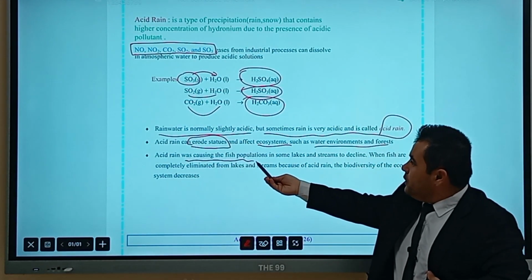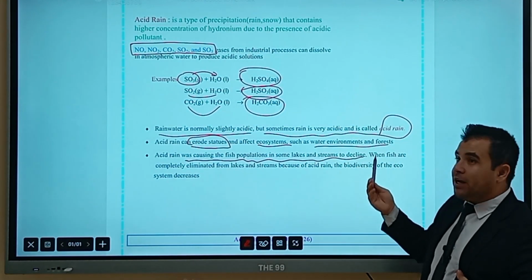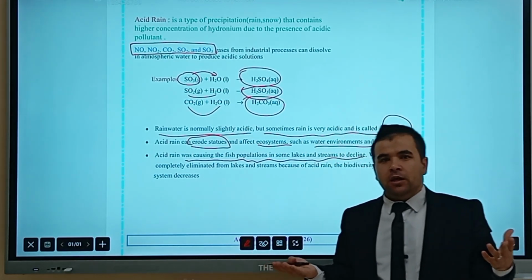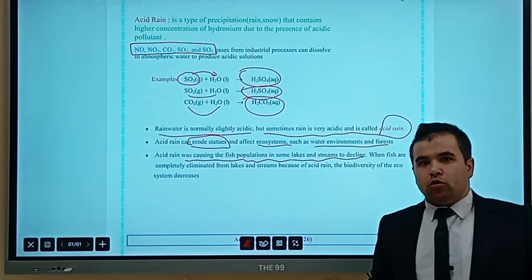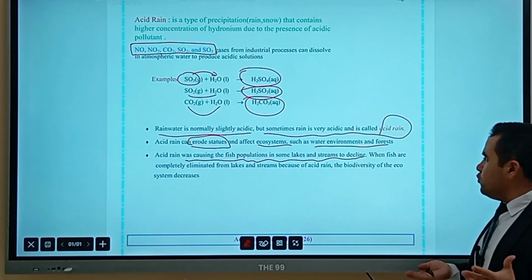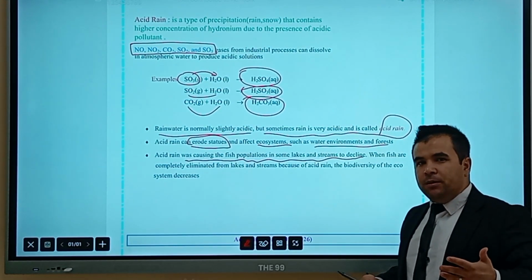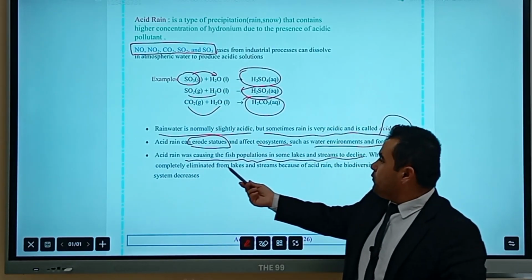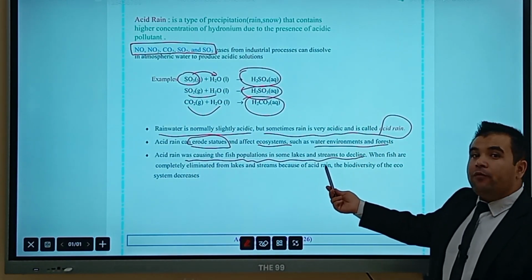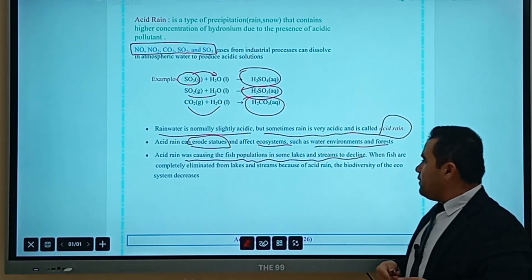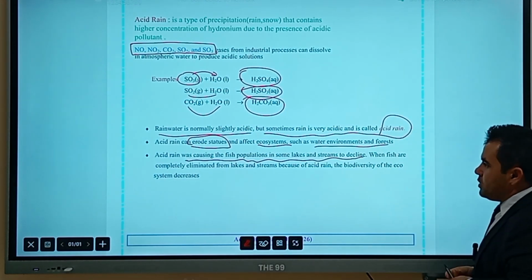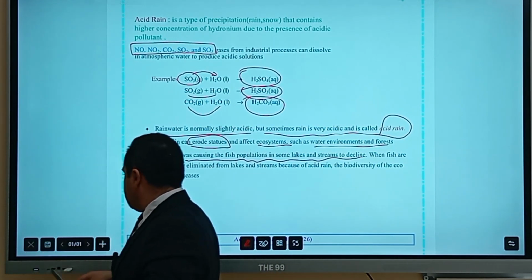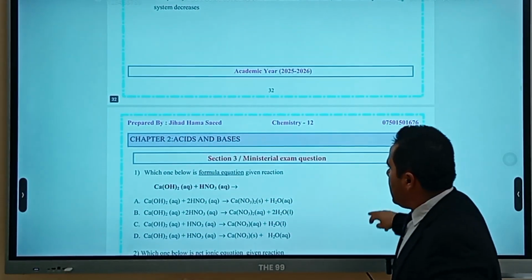Acid rain was causing the fish population in some lakes and streams to decline. It reduced the population of fish in the lakes because fish are not able to live in a high acidity medium or a low pH medium. When fish are completely eliminated from lakes and streams because of acid rain, the biodiversity of the ecosystem decreases. So it affects the ecosystem, the lands, and the lakes as well.